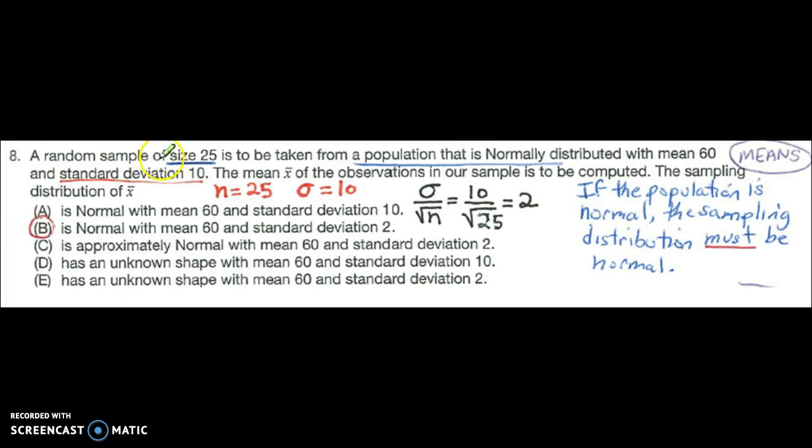In problem number 8, we have a sample size of 25. The population is normal. My mean is 60. They want us to describe the sampling distribution of X bar. Because my population is normal, my distribution must be normal. So I'm going to calculate my standard deviation. Sigma over the square root of n, I get 2. That's how I got B for the answer.